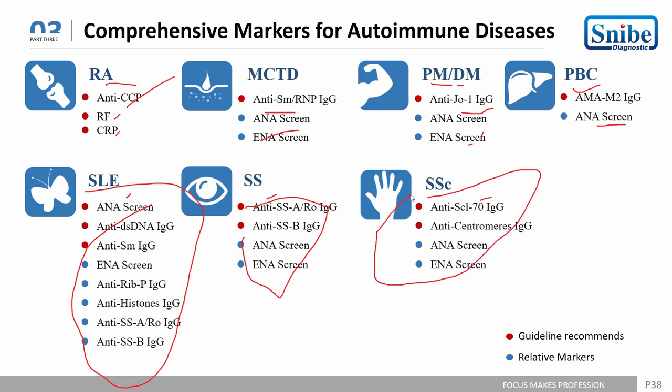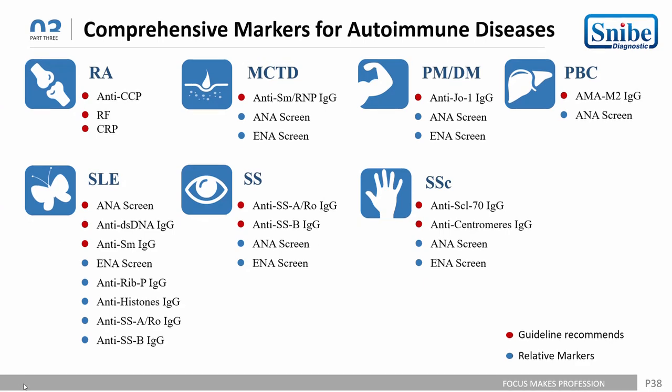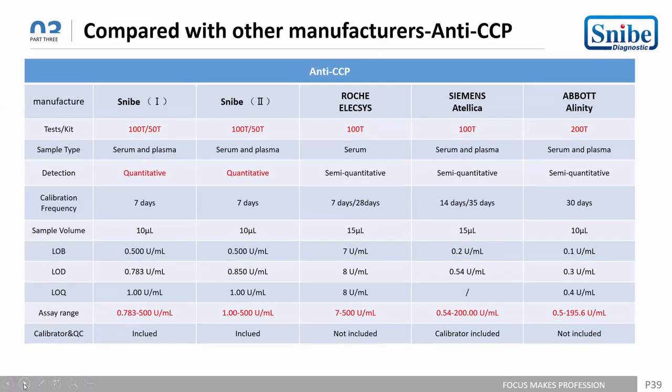These are the globally relevant markers, and the red color shows the guideline-recommended markers for ruling out SLE, systemic lupus erythematosus, and SSc as well. The red markers are all highly specific for the diagnosis of these autoimmune diseases. If we compare the anti-CCP, which is the most common marker in use these days by laboratories for the diagnosis of rheumatoid arthritis, it is a specific marker as compared to the RF test.